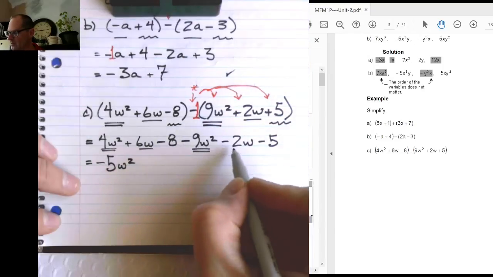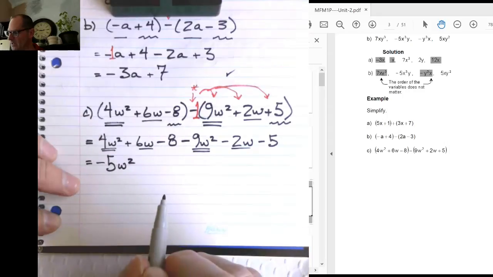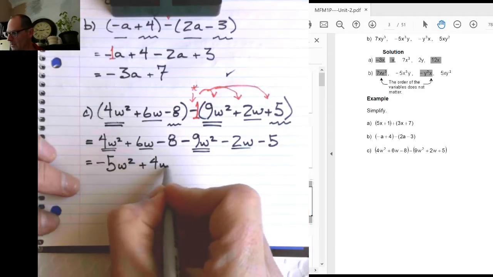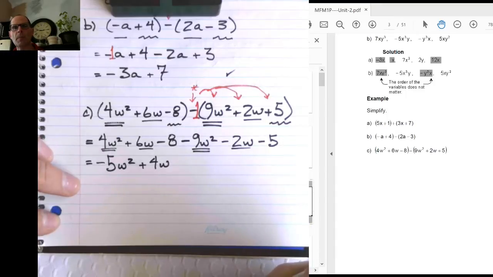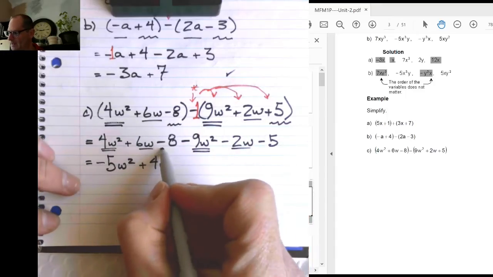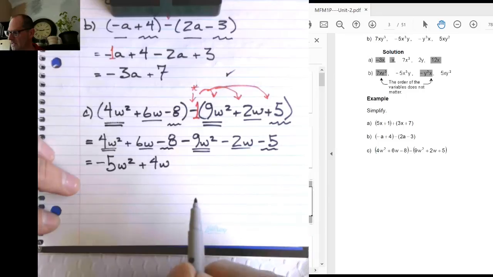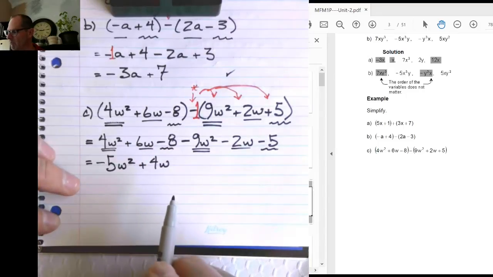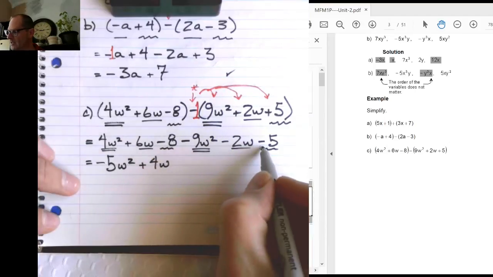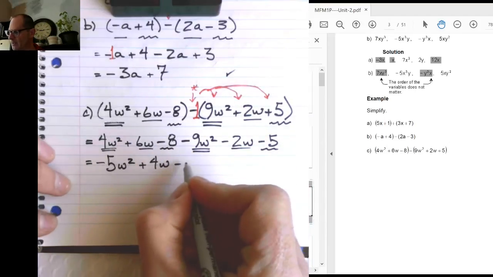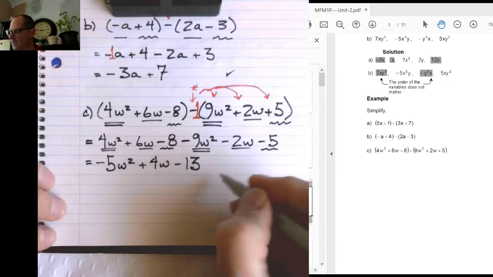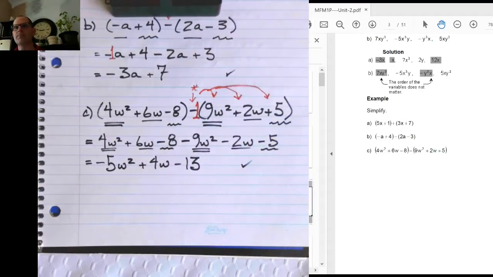We have the single order terms here. We've got +6 and -2. So 6 minus 2 is still going to be +4w. And our constants last are -8 minus 5. So we're starting at -8, subtracting another 5. We end up at -13 as our final term in our answer. And we're now done.